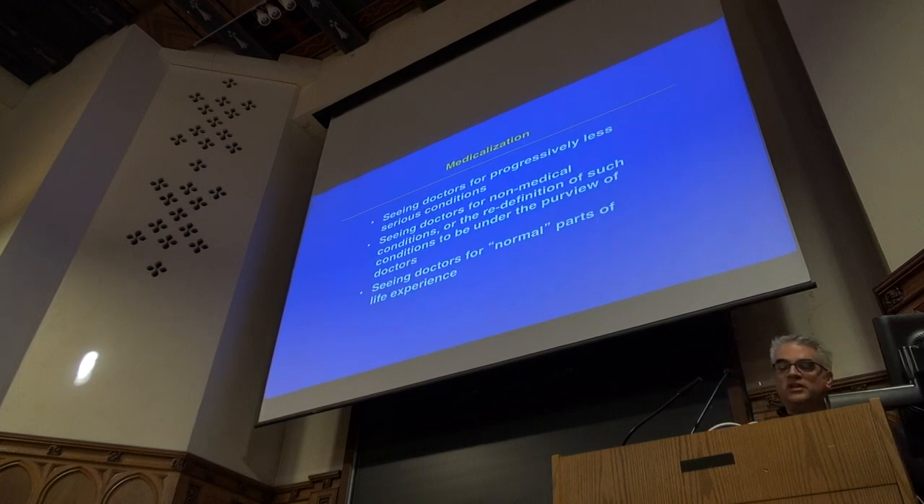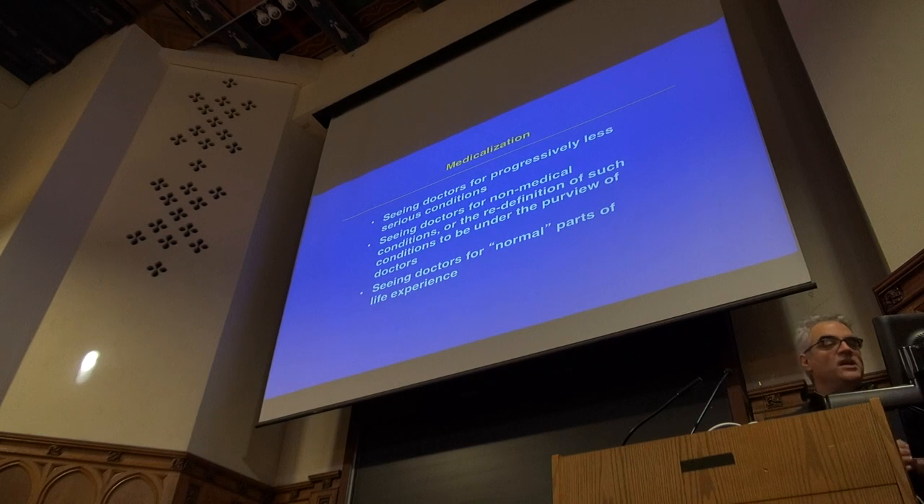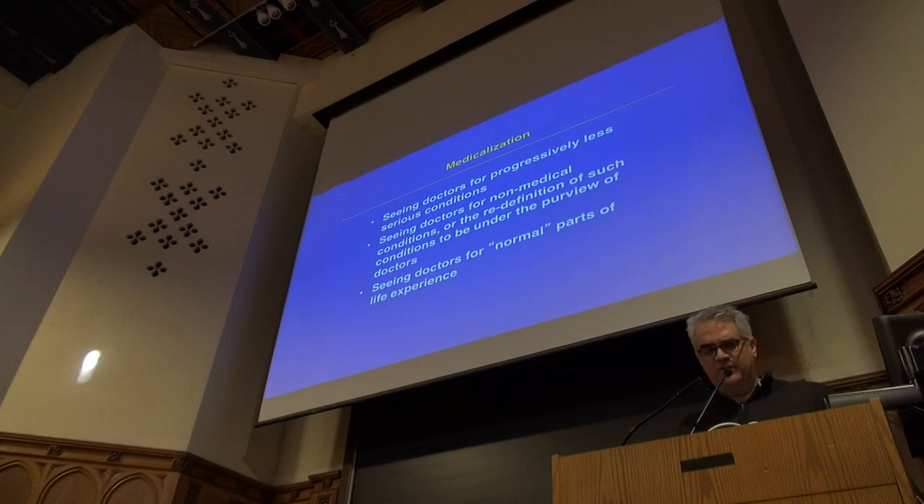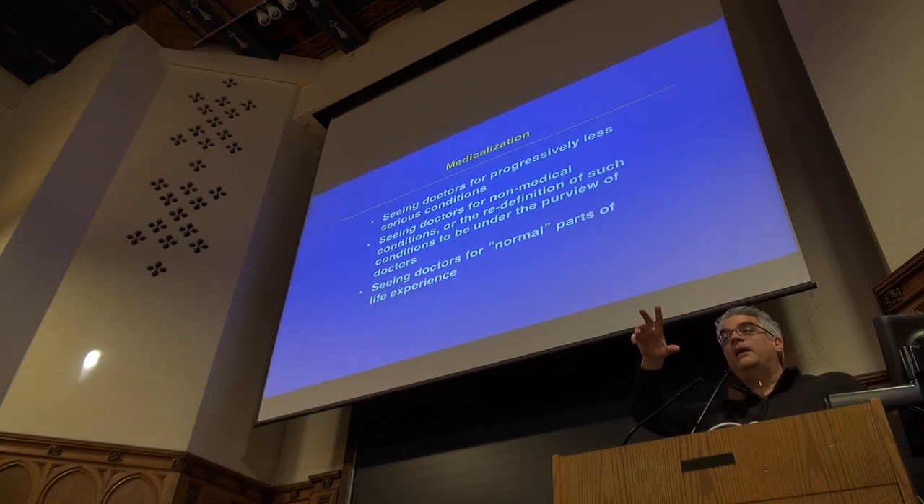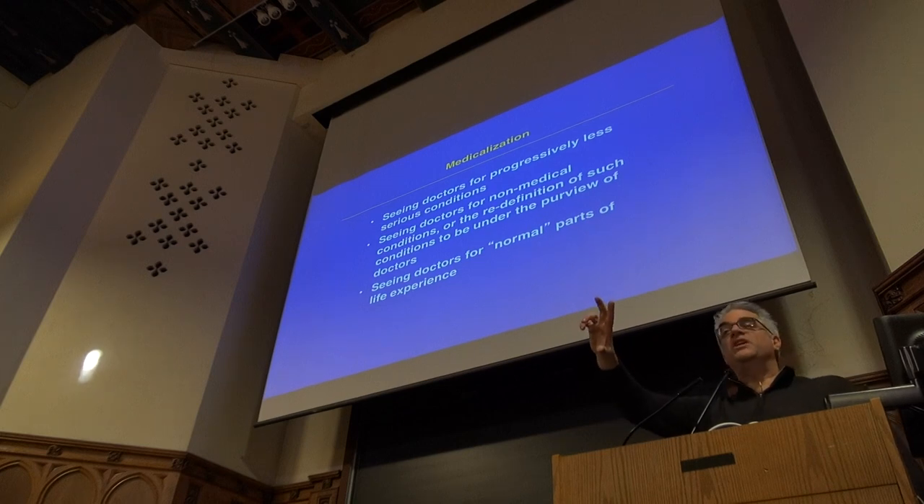Hence, the social construction of illness leads to medicalization. And this process, which we also introduced a few lectures ago and are now returning to, involves the following. It involves seeing doctors for progressively less serious conditions, seeing doctors for non-medical conditions, or the redefinition of such conditions to be under the purview of doctors, and seeing doctors for normal parts of life experience. And by some accounts, there's an epidemic of medicalization. A moment ago I was arguing that doctors should see more things as within their purview, and now I'm highlighting what a problem might be with seeing more things under their purview.